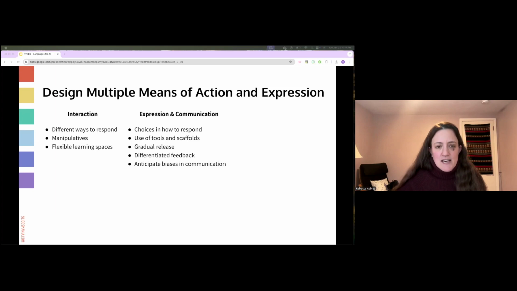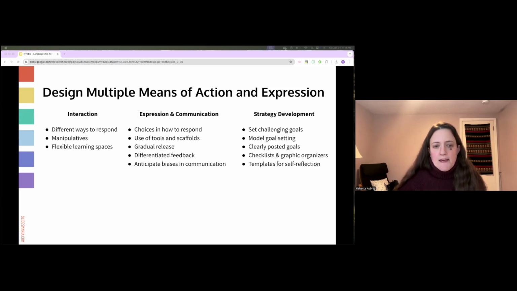Secondly, looking at the different ways that students might express themselves. So again, those choices in how to respond using different tools and scaffolds, thinking about gradual release of flexibility. I'll talk a little bit about some strategies for feedback today. And lastly, thinking again about how we're developing our students as learners, how we model goal setting for them, how we might use different types of checklists for them.